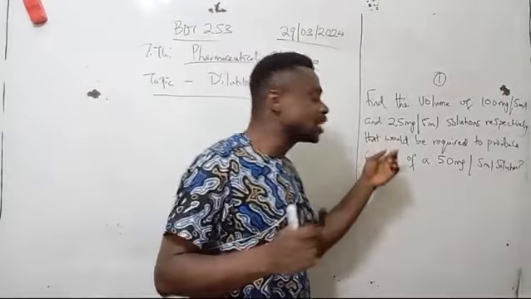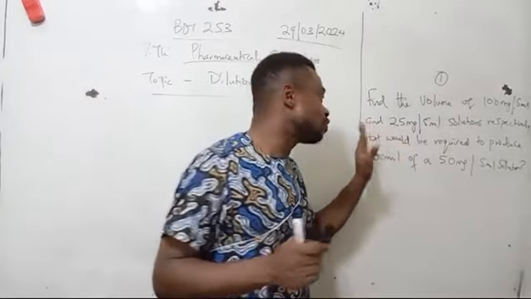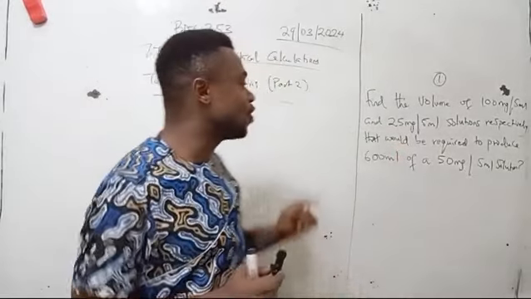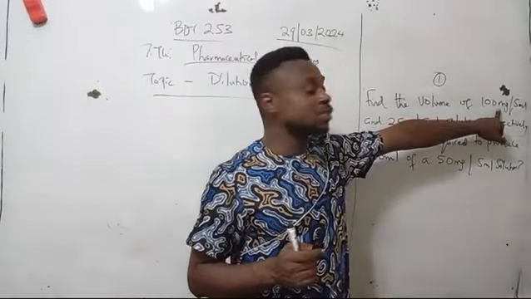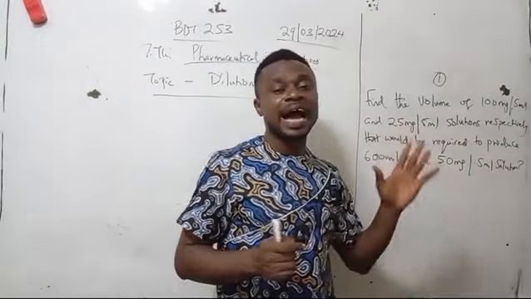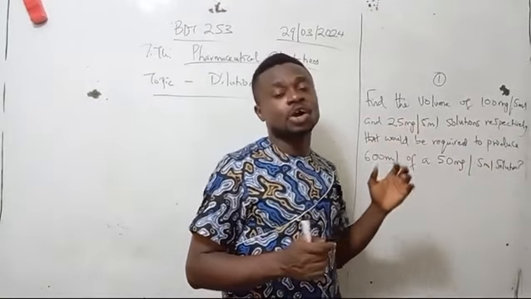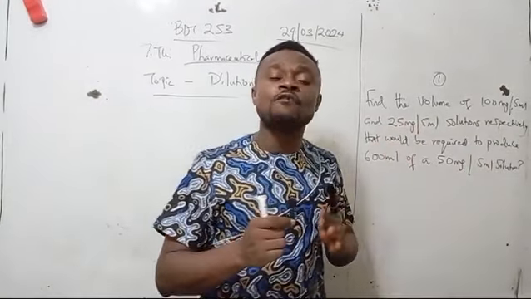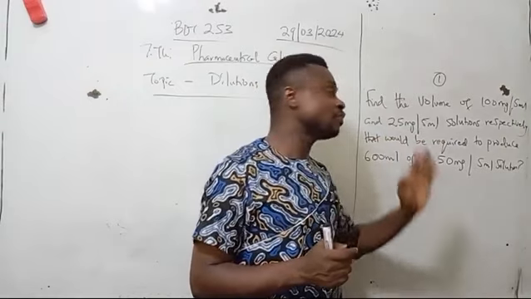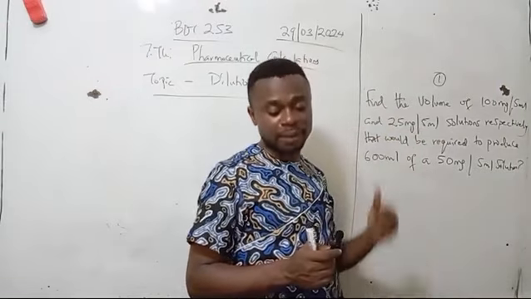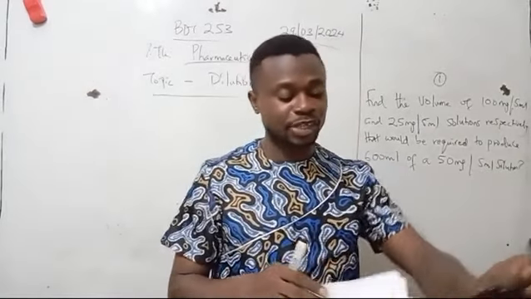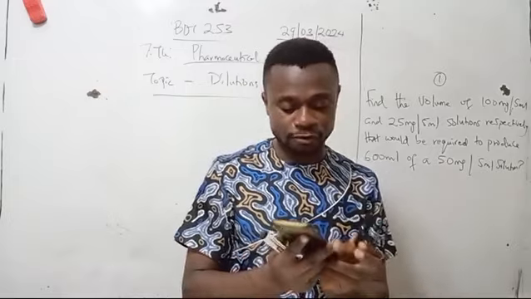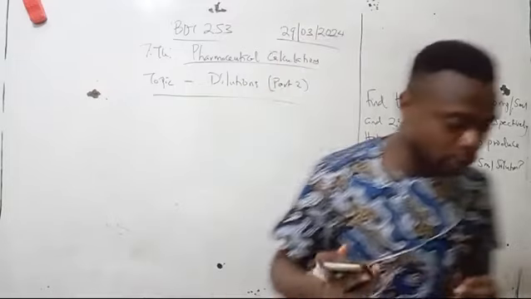Alligation alternate has a formula we use to solve it. But for ease of calculation, I want to convert these three concentrations, which are in amount concentration, to percent concentration. Then I will apply the formula. It's a very simple question to solve.